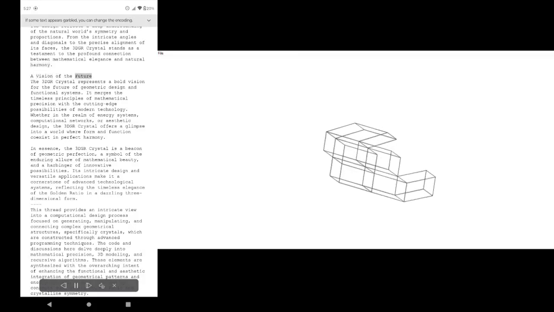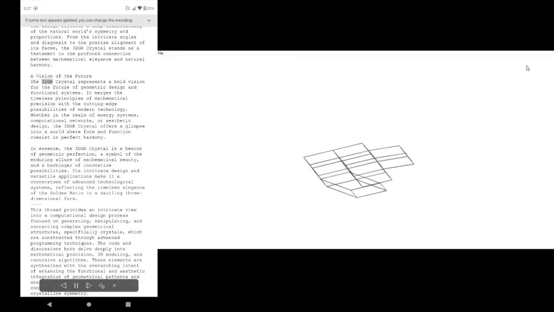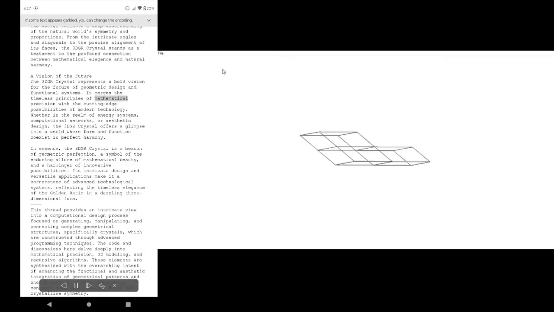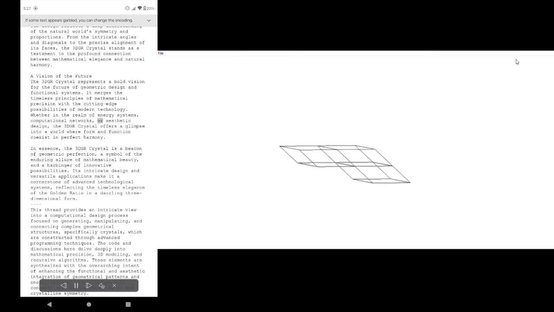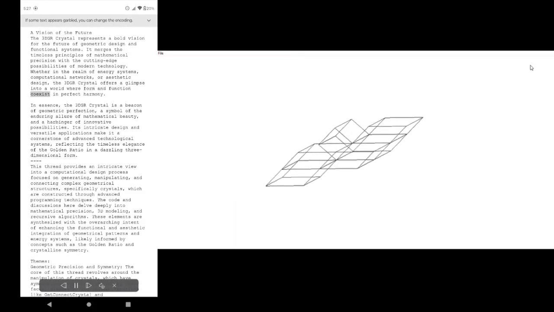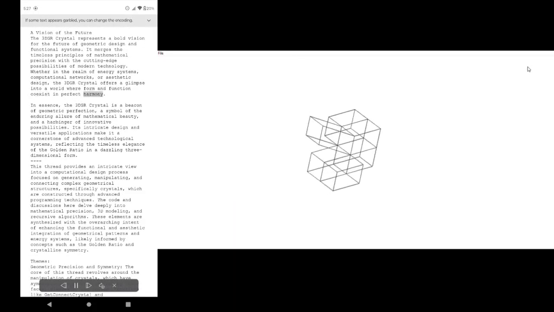A vision of the future. The 3D-GR crystal represents a bold vision for the future of geometric design and functional systems. It merges the timeless principles of mathematical precision with the cutting-edge possibilities of modern technology. Whether in the realm of energy systems, computational networks, or aesthetic design, the 3D-GR crystal offers a glimpse into a world where form and function coexist in perfect harmony.